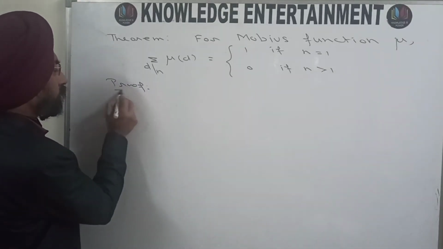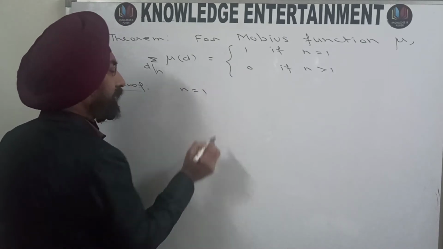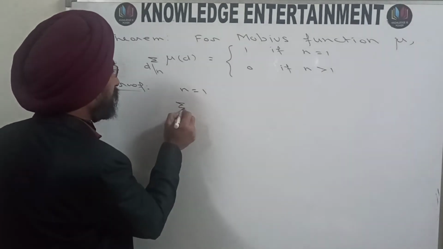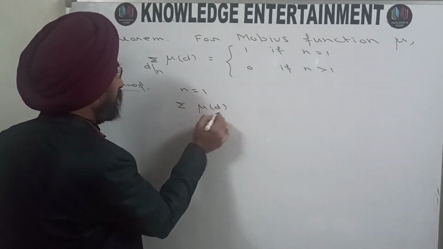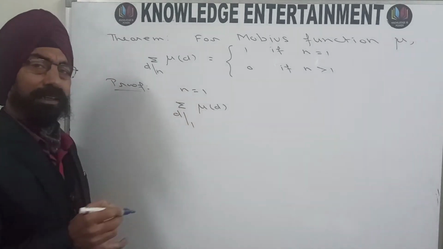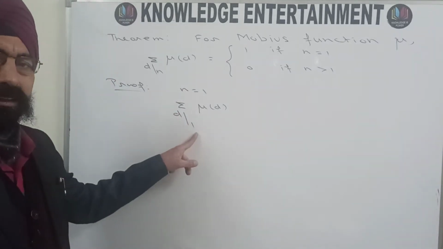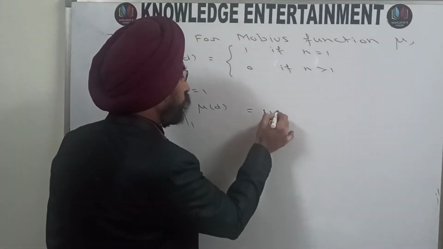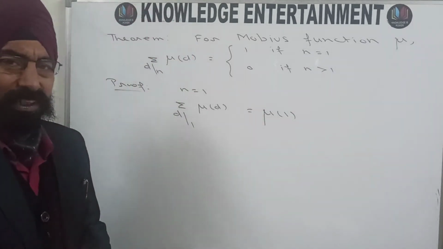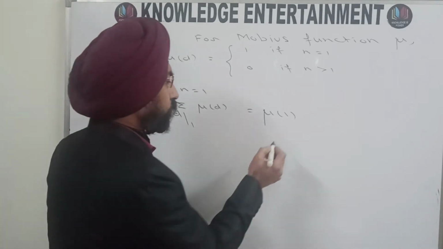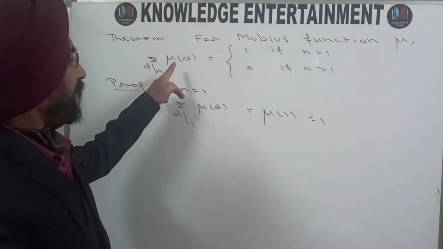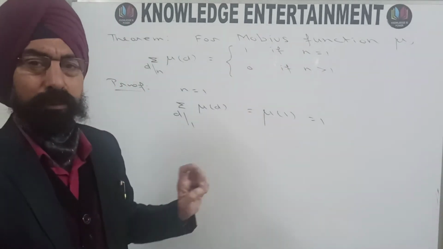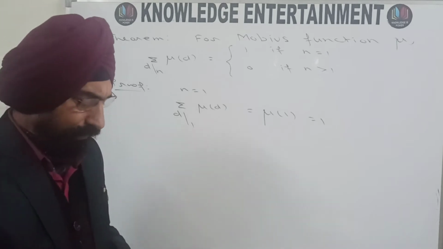In the proof, first we will consider the case when n is equal to 1. If n is equal to 1, the left hand side will become sigma mu d, where d divides 1. And how many divisors do you have for 1? You have only one divisor, 1. So this is equal to mu 1. And by the definition of Mobius function, mu 1 is equal to 1. So the first part, that sigma mu d where d divides n, when n is equal to 1, is proved. Now we will move on to the second part.